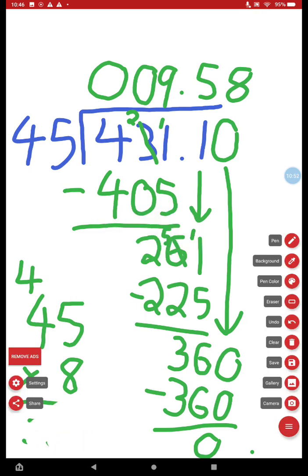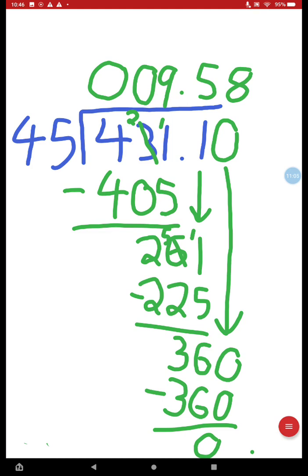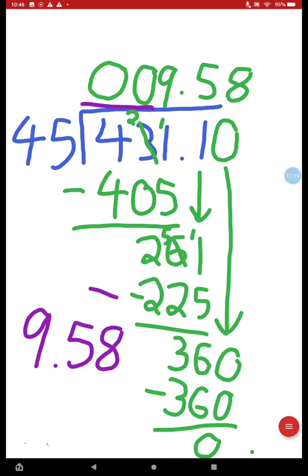Well, what should my answer be? Let's make a little space where we can write our answer. Change my color so I can see it clearly. Zeros before a number and zeros after the number don't change the value. So I don't need to include these two zeros in my answer. Instead, I can just say 9 and 58/100ths. Or if you're thinking of dollars and cents, $9.58.